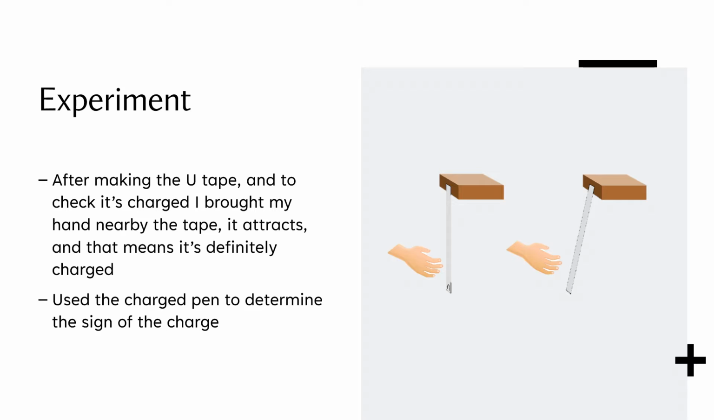Our experiment starts with making a U-tape by charging it by induction, and when we brought our hand nearby the tape, it got attracted. That means it is definitely charged. And to find the sign of the tape, we rub a pin on the hair so that the pin gets a negative charge, and we bring it close to the tape, and they got repelled. That means that both the pin and the tape have negative charge.